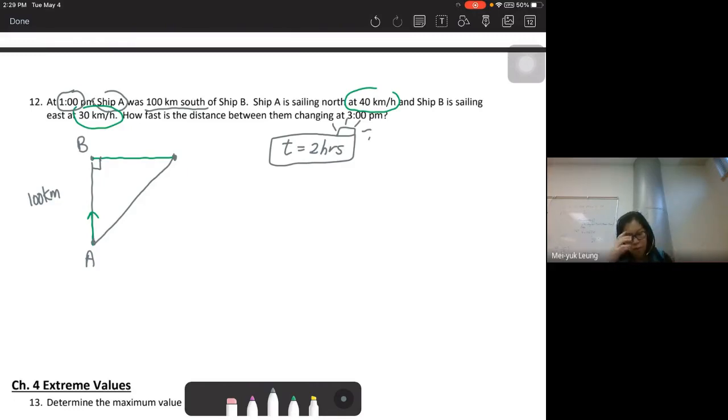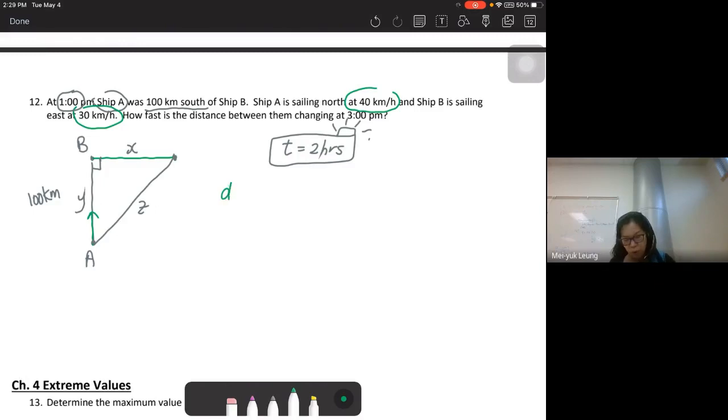Okay, now if I think about this as a right angle triangle, let's say x and y are the distances of ship A and B traveling. In this case, I want to find z, which represents how fast the distance between the two ships is changing. Now, first of all, let me write down the given rates.